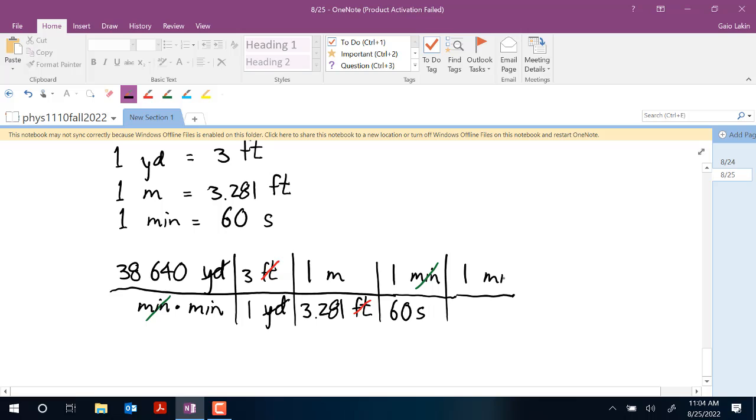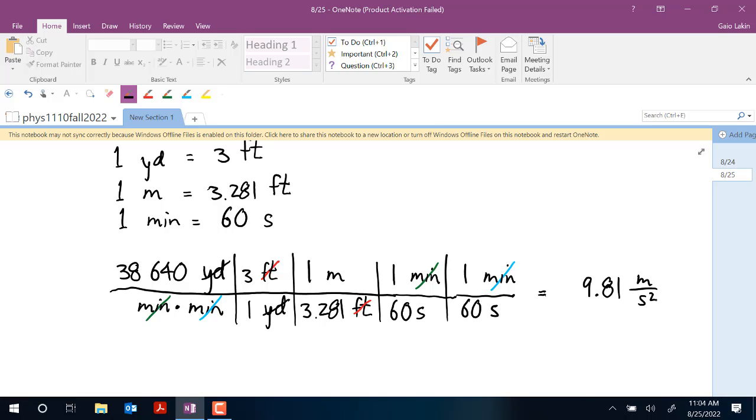by 1 minute over 60 seconds. That cancels the second minutes. And now if you look through and find all the units that are left, we have meters over seconds squared. Seconds times seconds is seconds squared. And that comes out to 9.81 meters per second squared. And that is a number, a value that you're going to get used to in this class.